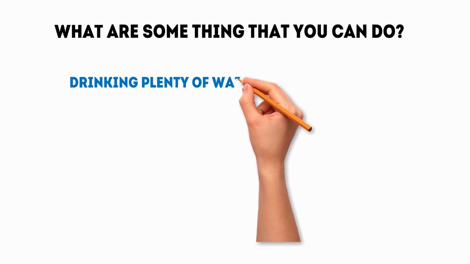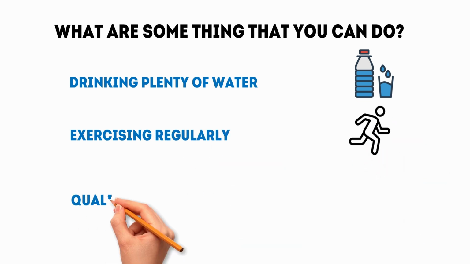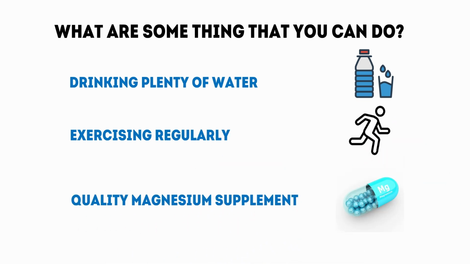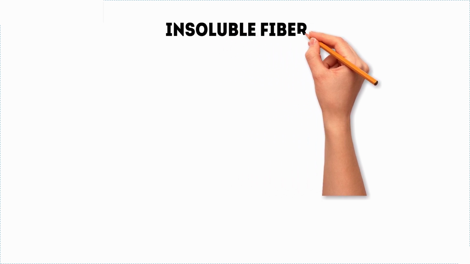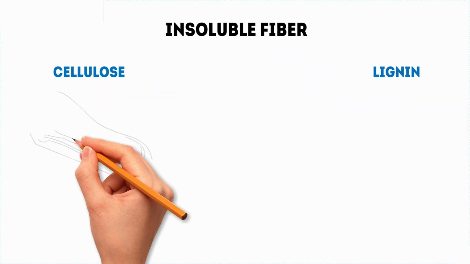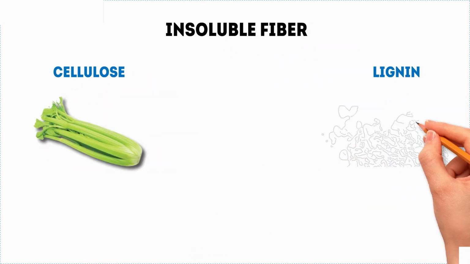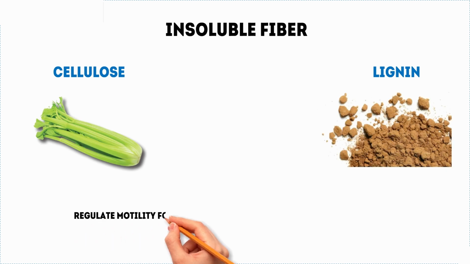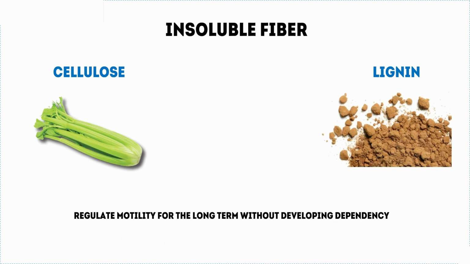Honestly, I can make 10 videos on motility alone because everyone's reason for why their motility is impaired can be different. But here are some good general rules of thumb. Drink plenty of water, exercise regularly, have a quality magnesium supplement, and also consider supplementing with insoluble fiber like cellulose and lignin, as these things can help regulate motility for the long term without the risk of developing dependency.